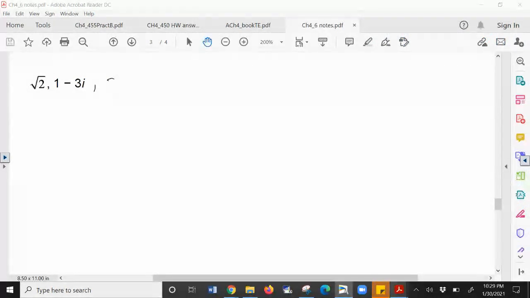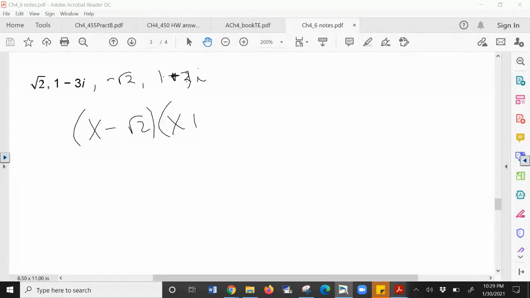I hope that you started by putting the conjugates out there, because these have irrational numbers and square roots and imaginaries and everything. So it's supposed to be 1 plus 3i and 1 minus 3i. Since it's a square root of 2, you have x minus the square root of 2, or the negative square root of 2. So here's what I have.